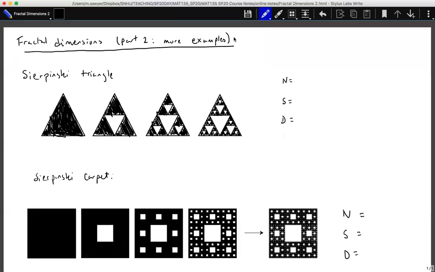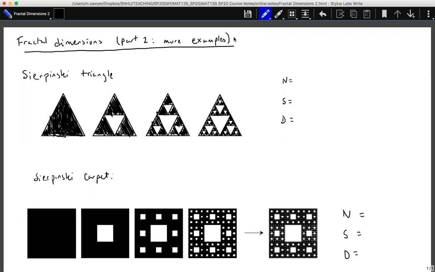This is the second in two videos on fractal dimensions. It has some more examples of fractals with a discussion on their dimensions. So let's look at two examples here, the Sierpinski triangle and the Sierpinski carpet. The difference between these two fractals is that one starts out as a triangle and the other starts out as a square.